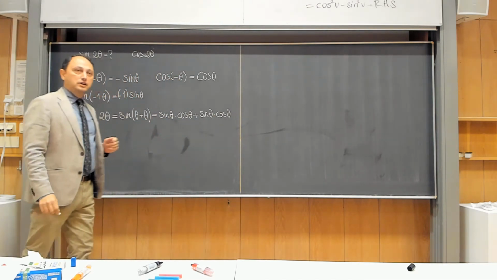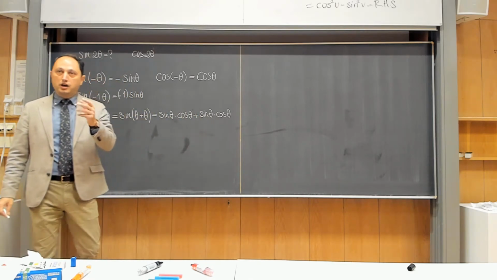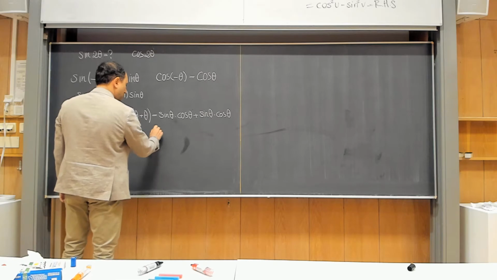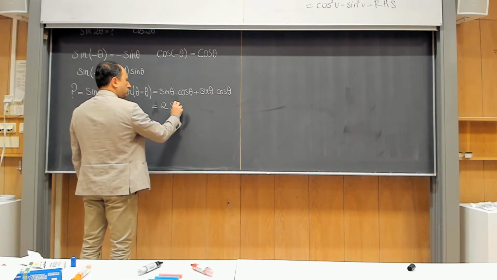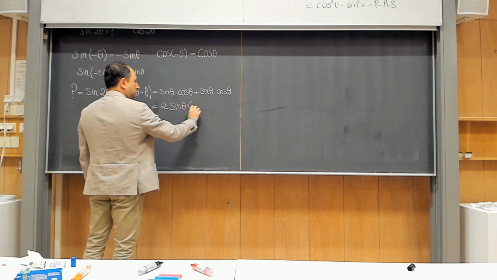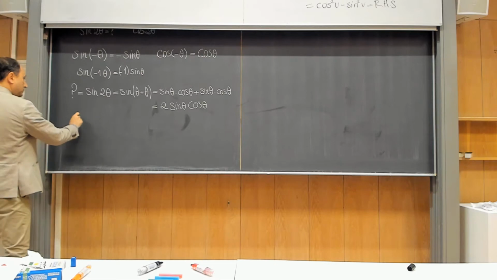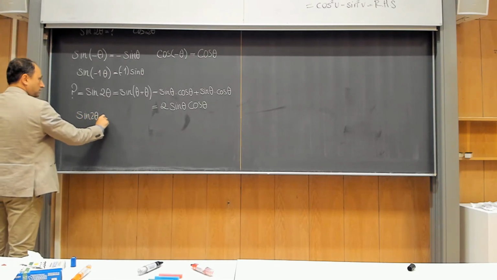So what can I see? I can see that the same combination appears 2 times and I'm adding them. So it becomes 2 times this combination. So we got our formula. So this is one of the very important formulas in trigonometry.